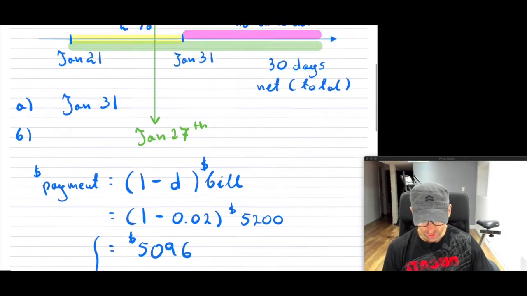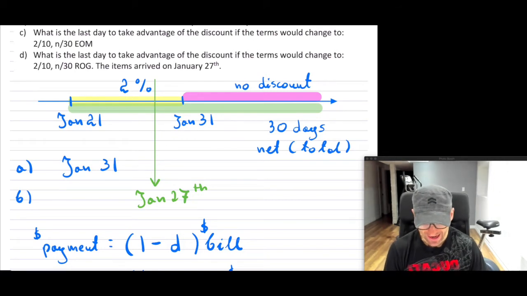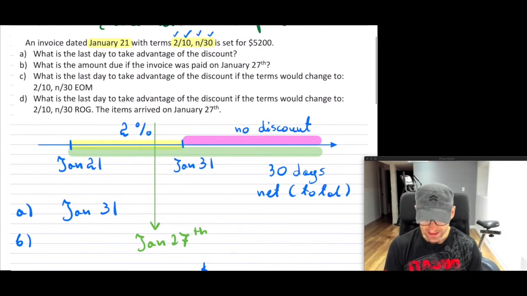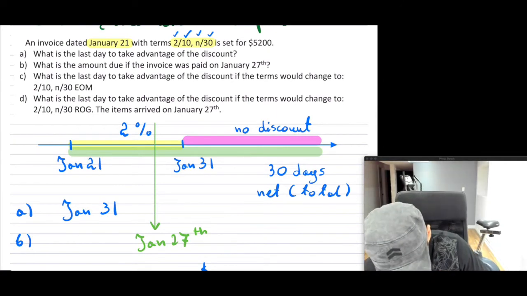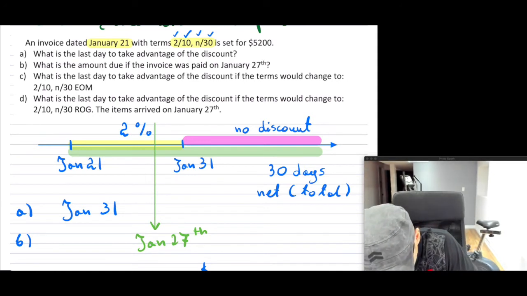If for whatever reason we paid after January 31st, on February 1st, 2nd, 3rd, and so on, until our 30 days from January 21 are up, we would then have to pay the entire total. All right? So that's what we would have to do. Let's take a look at C. Now in C, they say, what is the last day to take advantage of the discount if the terms now changed?